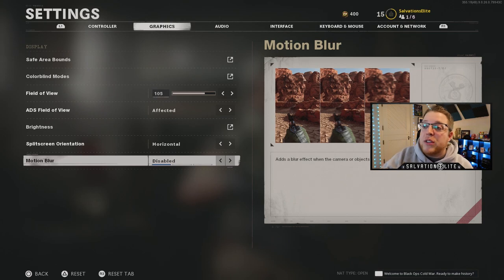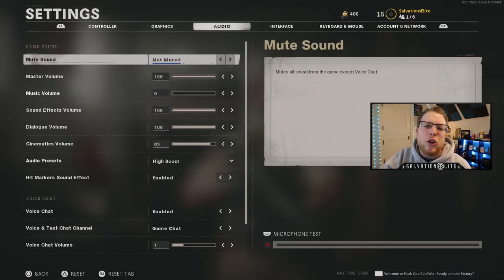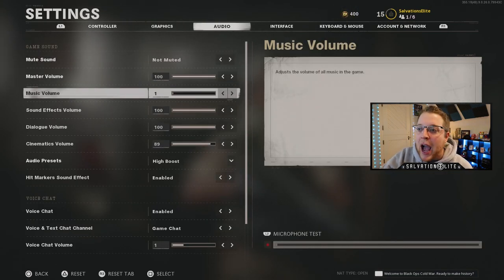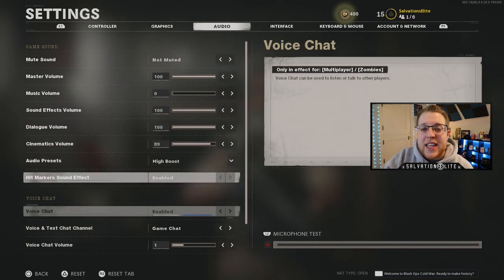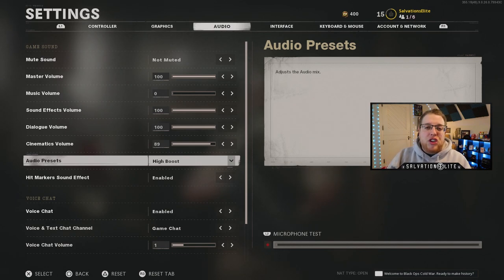When it goes to the audio settings, basically the only thing is I turn off music, because that can get really obnoxious in game. The only other thing would be the audio preset. High boost gives you the best chance to hear footsteps. So I would highly recommend high boost, especially if you're playing pubs, where you're going to be hearing a lot of footsteps all the time. That's just your best bet as a whole.